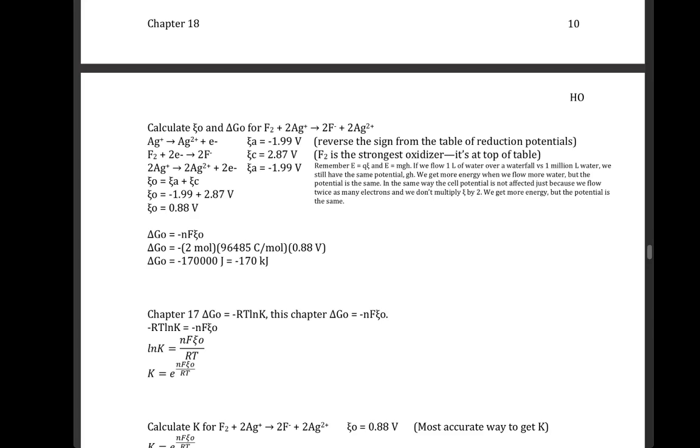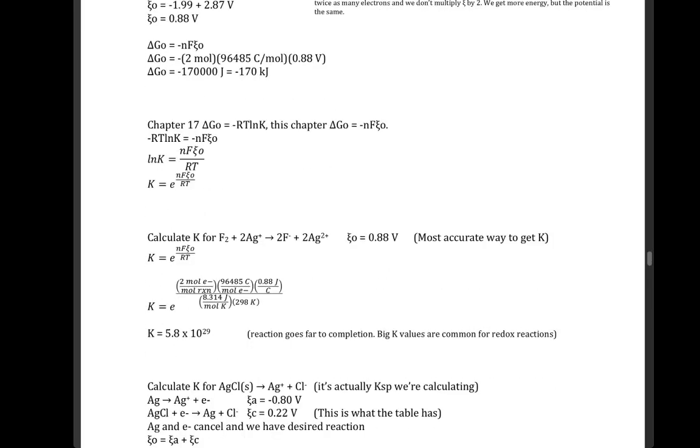And because coulomb volt is equal to joule and moles cancel out, we end up with our unit being joules, number being negative 170,000 joules, or we have the delta G naught is equal to negative 170 kilojoules.